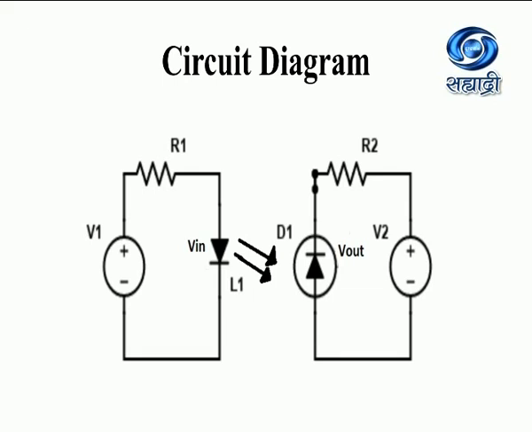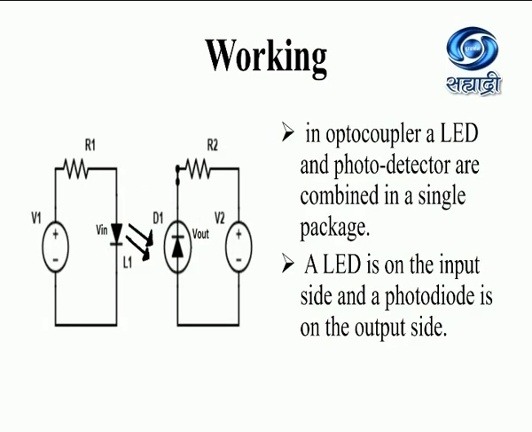In that, two resistors are used, R1 and R2, at the input and output side, and V1 and V2 voltmeters are used to measure the voltage variation across the optocoupler. So basically, at the input side, we have an LED, that is light emitting diode, and that light emitting diode emits the light on the photodiode, and the output is the variation across the photodiode.